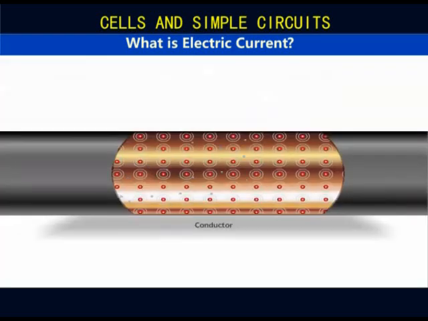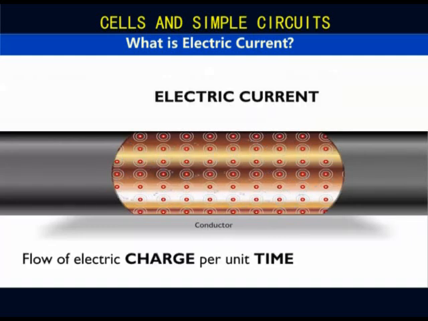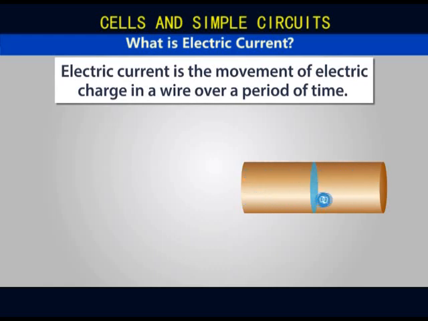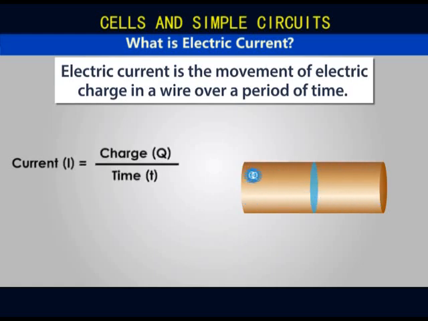So inside the conducting wire, electrons are traveling at high speeds in only one direction. And therefore, there is a flow of charge. This flow of charge per unit time is called electric current. Electric current is the flow of electric charge in a conductor over a period of time. The symbol of current is I. Current is given by charge over time, that is Q over t, which gives the units of coulombs per second. This is called amperes. It is the SI unit of current, denoted as A.